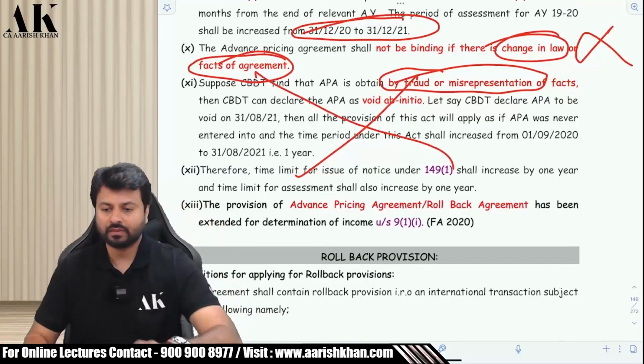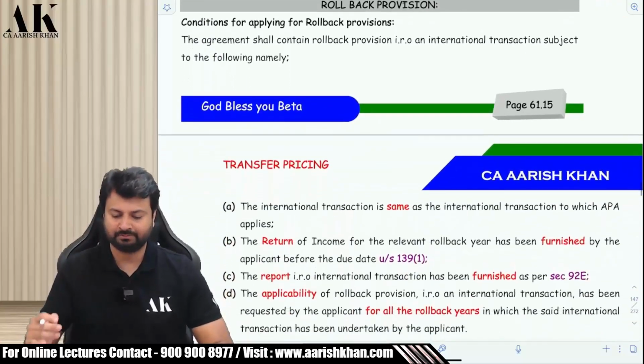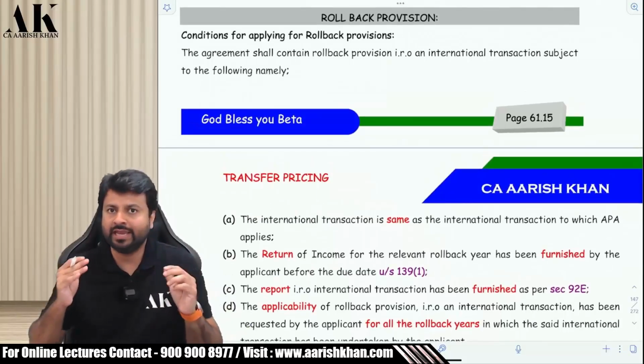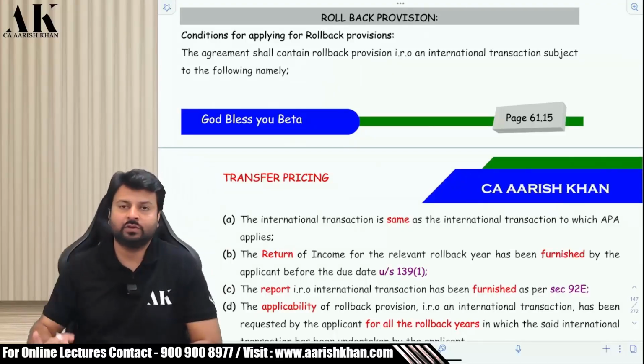Check it please. Now let's talk about the extension of this provision, that is the rollback provision. Now what do I mean by rollback? There are two different terms which you need to understand very carefully. APA, advance pricing agreement, is for future 5 years. And rollback is for last 4 years.